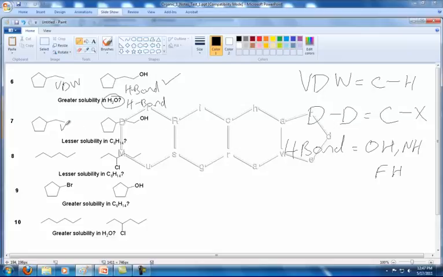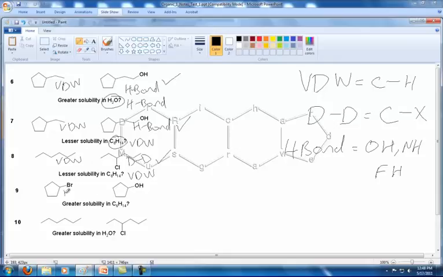Looking at the next one, this one's van der Waals, this one's hydrogen bonding, this one is van der Waals. This is all carbons and hydrogen, so it's just van der Waals forces. Now it's asking lesser solubility in C6H14, so you're looking for the one that's least compatible with van der Waals, and again it's going to be this one, the hydrogen bonded one. Looking at the next one, van der Waals, dipole-dipole, van der Waals on the solvent. Lesser solubility in C6H14, it's going to be the dipole-dipole one. Van der Waals is more compatible with van der Waals.